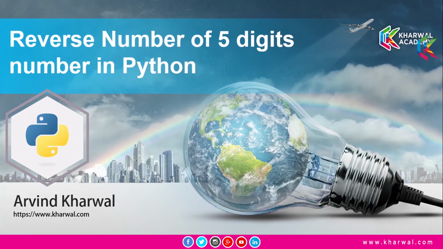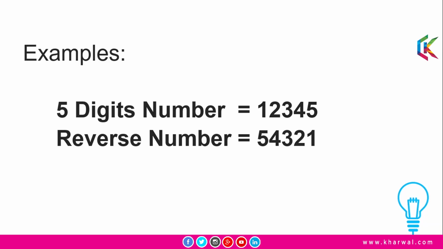And in this session, we are going to find out the reverse number of a 5 digit number in Python. So let's take an example. A 5 digit number is 12,345, and 54,321 is the reverse number of 12,345.